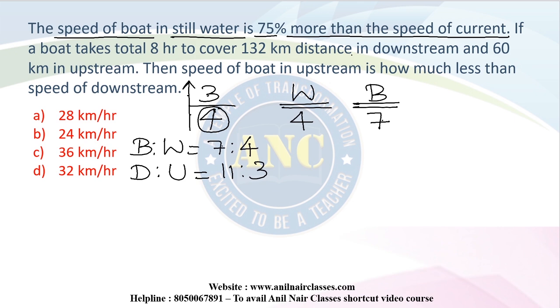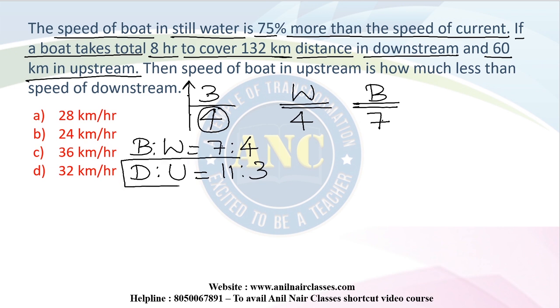Next, what is the next question? If a boat takes a total of 8 hours to cover 132 kilometers downstream and 60 kilometers upstream. Now, please be very, very careful in this case. We calculated the downstream and upstream speed ratio. You cannot just write that the speed ratio is 11 is to 3, so the time ratio will be the reverse, 3 is to 11. No, you cannot write it in this question.